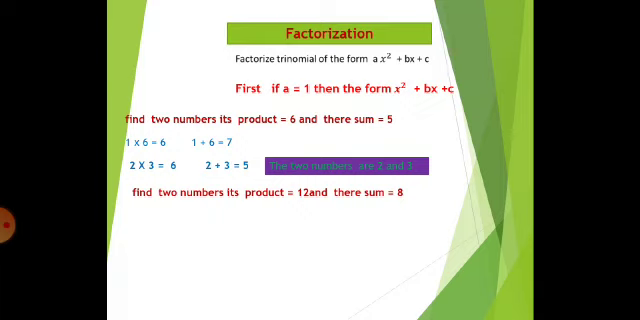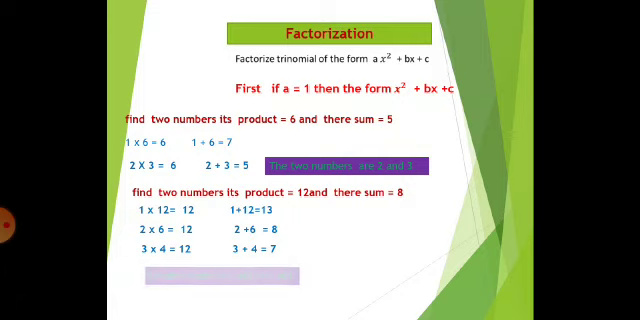Find the two numbers whose product equals 12 and their sum equals 8. 1 times 12 equals 12 and 1 plus 12 equals 13. 2 times 6 equals 12 and 2 plus 6 equals 8. 3 times 4 equals 12 and 3 plus 4 equals 7. So the two numbers whose product equals 12 and their sum equals 8 are 2 and 6.